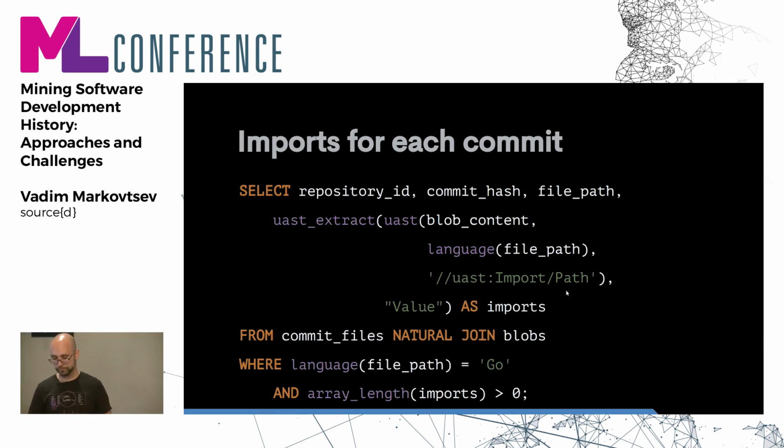Thanks to the universal abstract syntax tree format, you can write something like this. You want to extract all import paths from source code files, and this just works. In this snippet, I extract all import files from Go, but I can easily omit this line, and it will still work, but for all the programming languages, if you need it. This is quite nice.